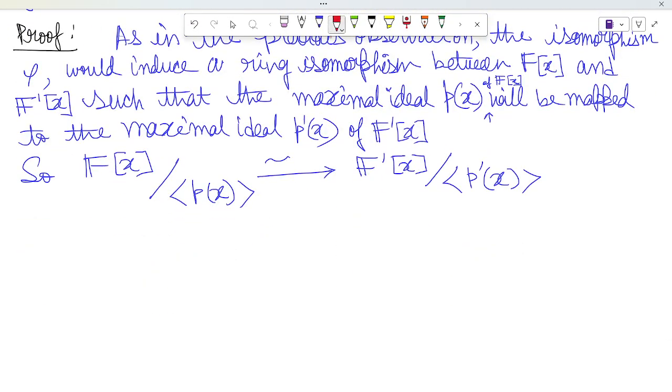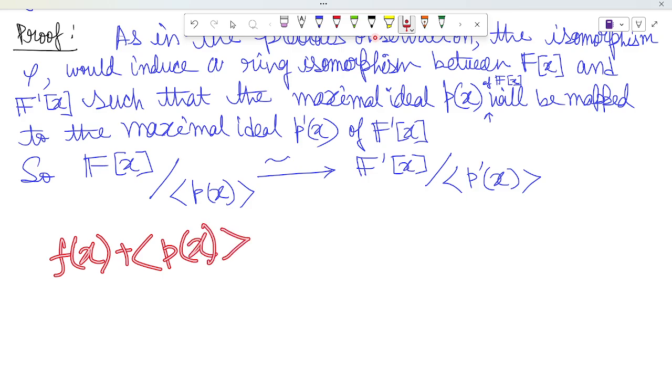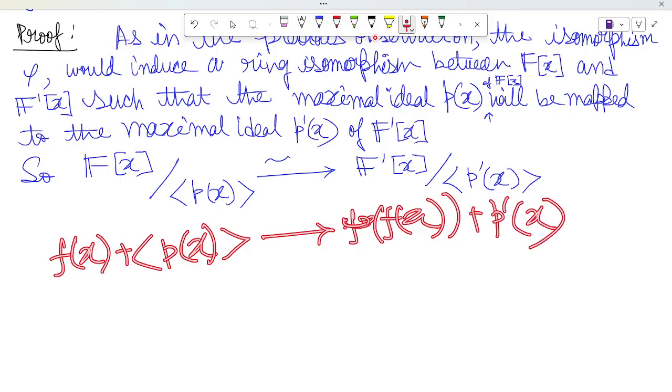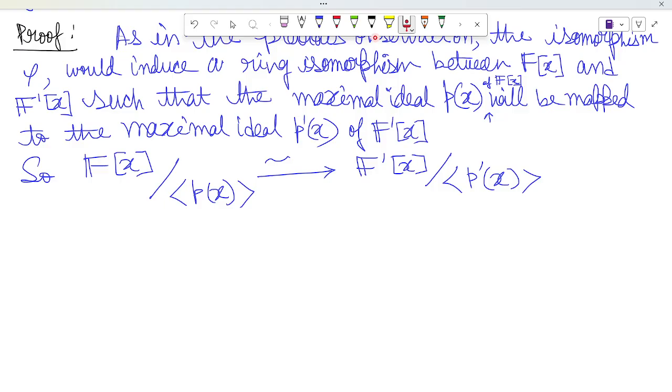I think it is given by the simple map, that is f[x] plus the ideal goes to phi of f[x] plus p dash x. That is the isomorphism. Also you can prove it by explicitly defining the map and proving the kernel is this. Let me give some hint.